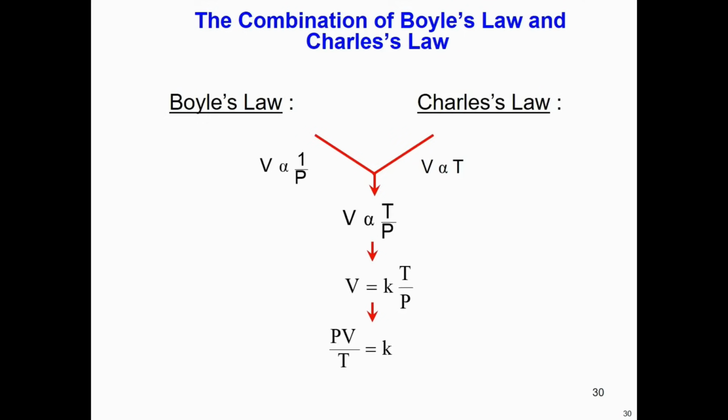The combination of Boyle's law and Charles's law is given as below. We know that volume is directly proportional to 1 over P, and volume is directly proportional to temperature. So if we combine both of these relationships with volume as the subject, we will get volume is directly proportional to T over P. Now we replace this sign with equals and put a constant. So you will get V equals K T over P. Now rearrange this formula, so we will get PV over T equals K.